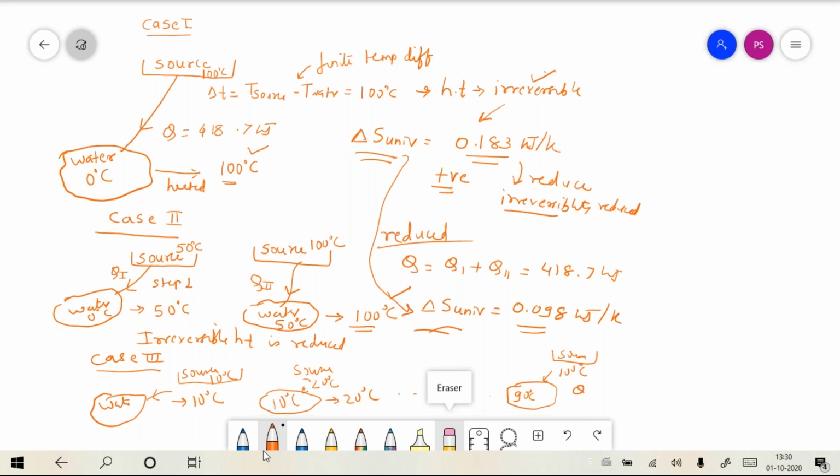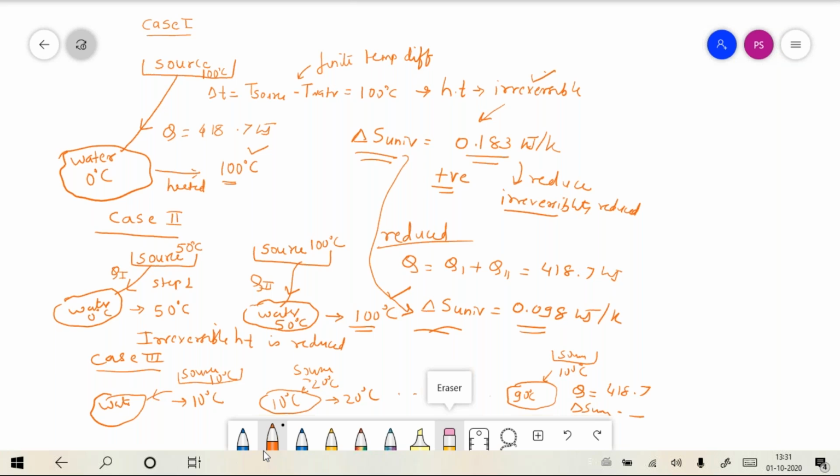So what it means is that if you do the heat transfer in a manner such that the difference between the source temperature and that of the fluid which is taking that heat is reduced gradually, then the finite temperature difference is reduced, which means that the irreversibility is reduced. And the beauty of the concept of entropy is that we can now quantify the irreversibility, and you can show by numbers that the irreversible heat transfer has been reduced, and the proof is that the delta S of universe you will get as a considerably smaller value.